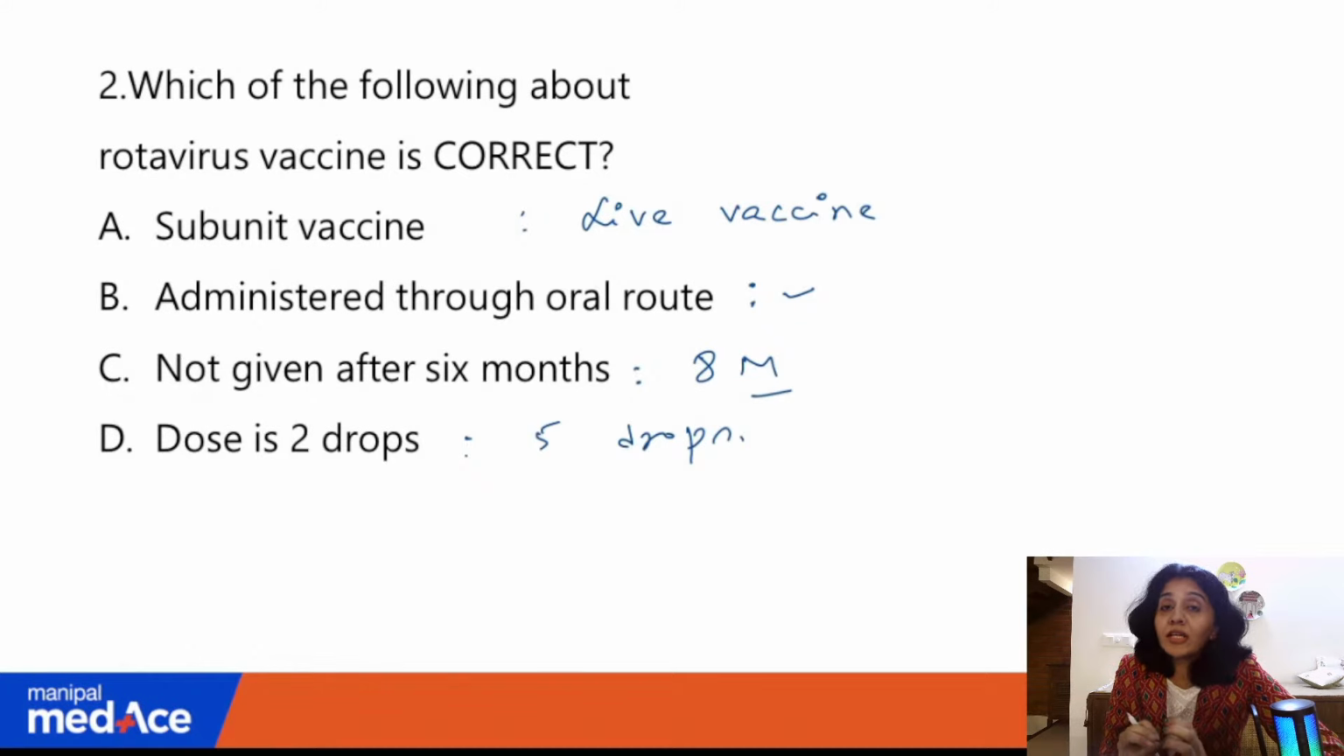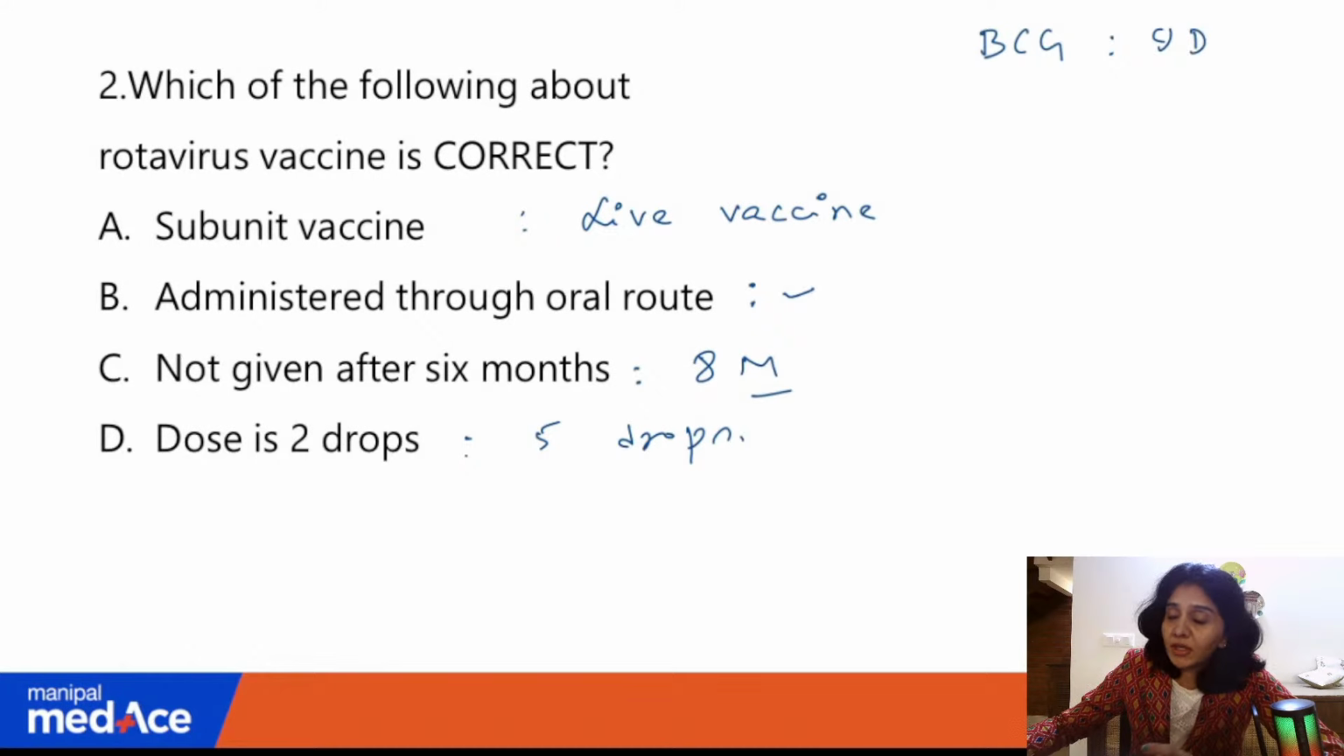So what are the types of questions coming from vaccines? They're asking the type of vaccine, whether it is a live vaccine, subunit vaccine, killed vaccine. The next thing they're asking is the route. And then they're asking the upper limit, till what age we can give the vaccine, and the dosage. So these are the things we need to highlight while studying vaccines. Let us look at the routes of administration of different vaccines. I'm discussing the vaccines which are there under the national immunization schedule. If you take BCG, what is the route of administration?